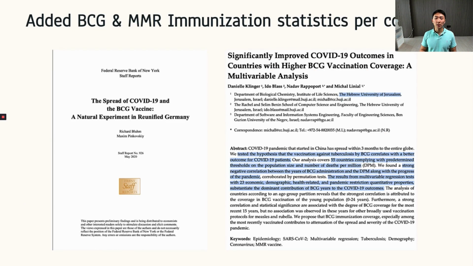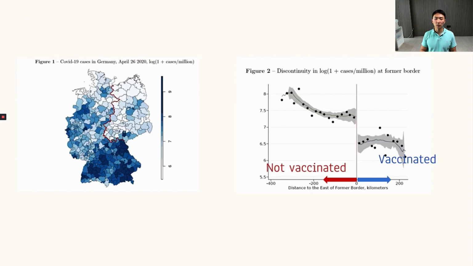For example, in the last few months, a series of papers hinting at the potential benefit of BCG and MMR vaccines have been published. For instance, the Federal Reserve Bank of New York analyzed the drastic difference in death rates between East and West Germany and concluded that the main contributor to this difference has been the discrepancy in BCG vaccination rates. And in response to the growing attention on BCG and MMR vaccines, we've added BCG and MMR vaccination rates of Korean into our dataset.